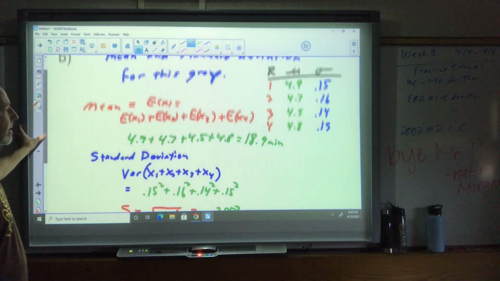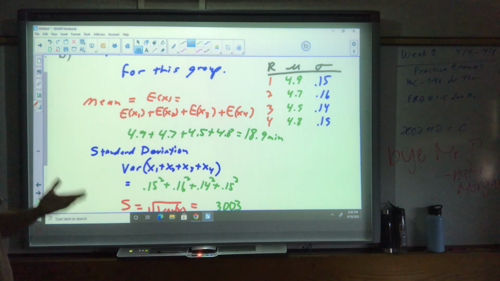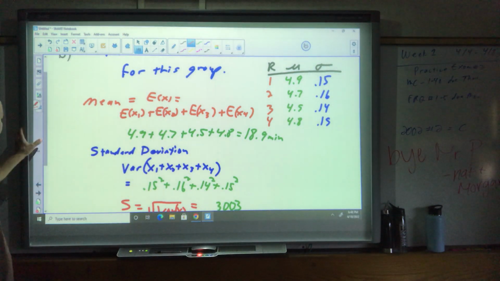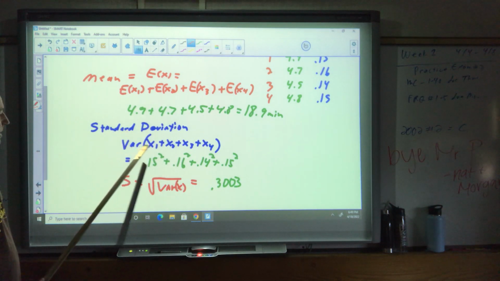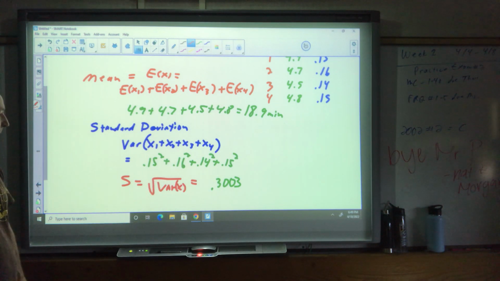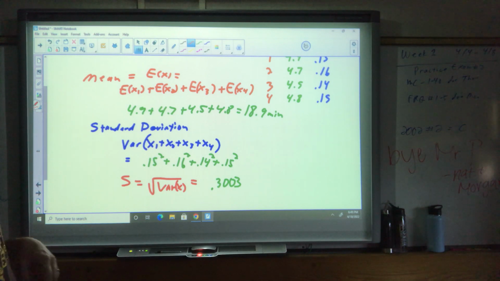Okay, our standard deviation. In this case, we're adding the times together, so it's not a tricky thing. But remember that the variances always add, no matter what. So these are the standard deviations. I square those to get the variance, and I'm going to add those together. So the variance of x1 plus x2, x3, x4 is those variances added together, and the standard deviation is the square root of that variance, which ends up being 0.3003. I would just answer in a sentence that the mean expected time for the 4 runners would be 18.9 minutes with a standard deviation of 0.3003 minutes. Notice that they have units on them, and the standard deviation always has the same units as the mean.